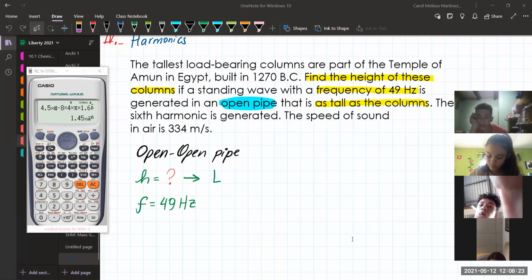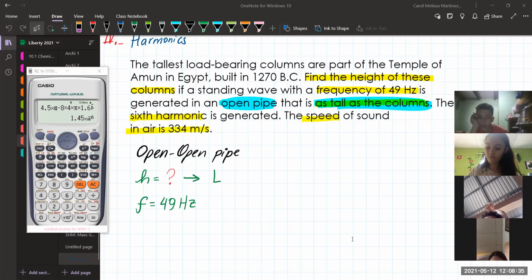Okay, so I'm going to put it in a different color. And then it says the sixth harmonic is generated. The sixth harmonic and the speed of sound is 334 meters per second. So the sixth harmonic is generated, so it means that the harmonic number is 6. And the speed of the sound is 334 meters per second.